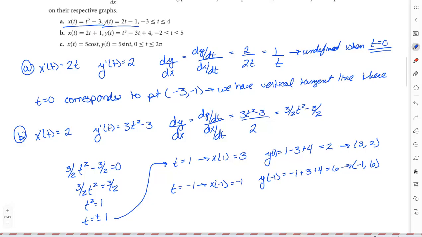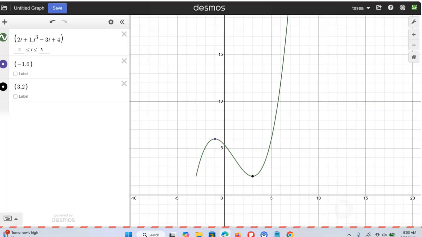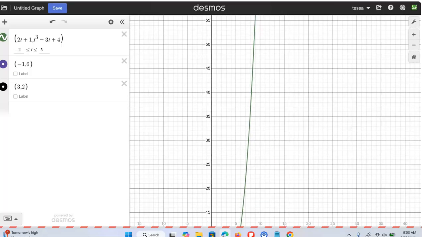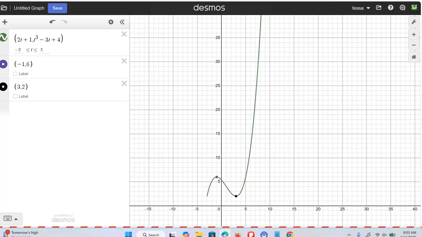So let's look at what's happening on the graph for these functions. So I'm going to go back to Desmos and graph this. So if I graph this function, here's my graph.